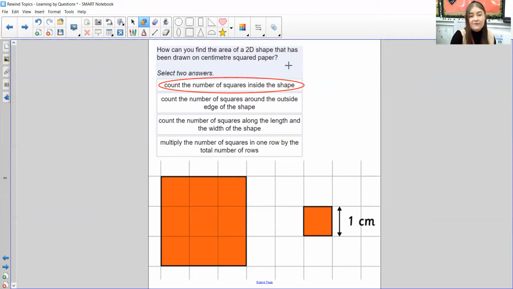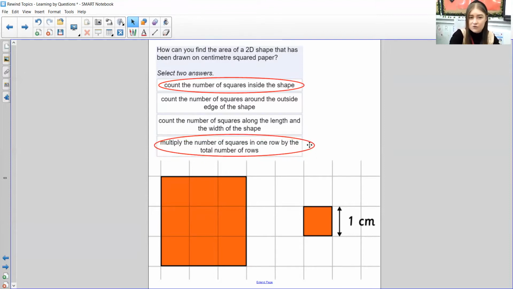So we definitely do not count the number of squares around the edge of the shape. We do not count those squares because that's similar to the perimeter. We're not finding the inside. Count the number of squares along the width and the length of the shape. Again, that's counting squares along the width and along the length, and that's similar to perimeter. Remember, we want the inside of this shape. So by method of elimination, I think this might be our answer.